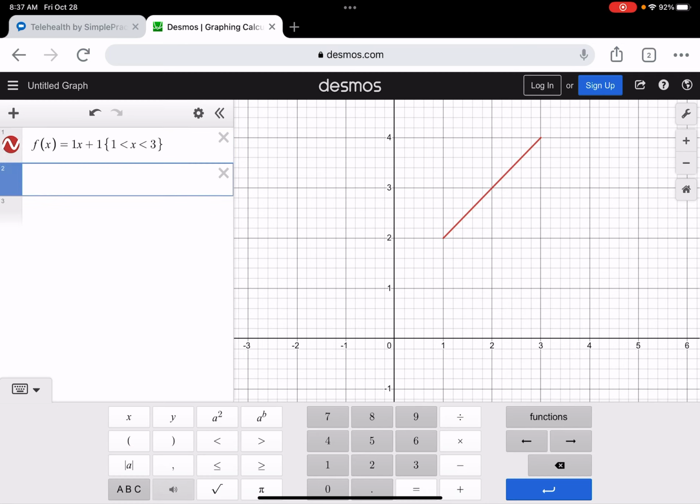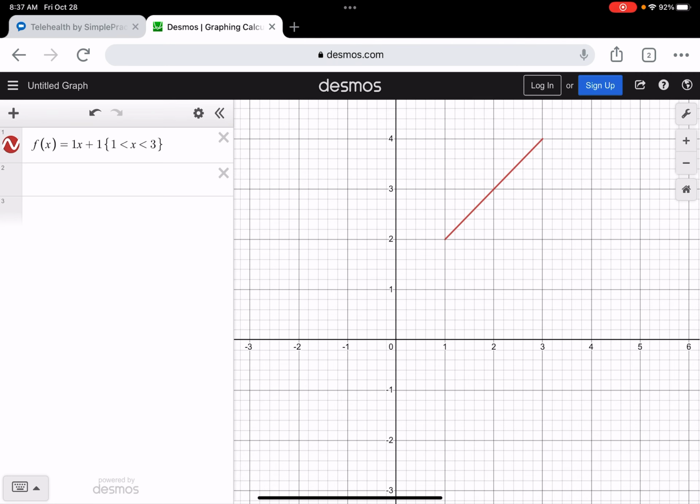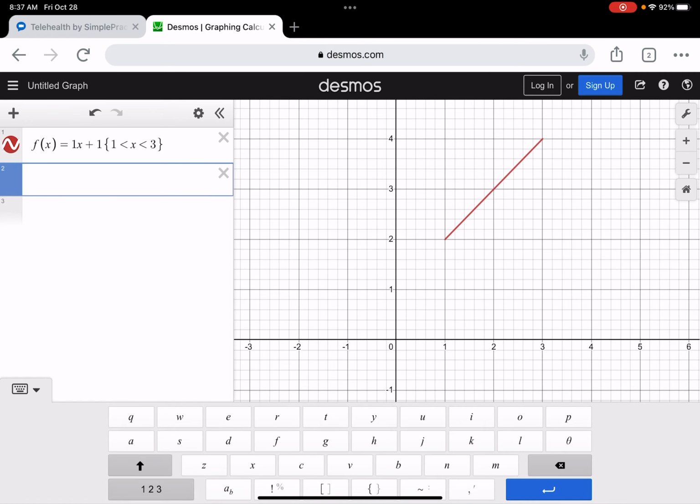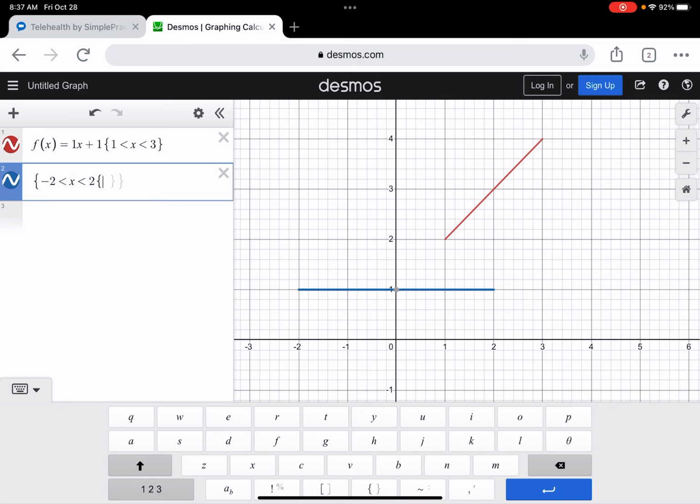Now we're going to do the snow part of the snow cone. I can see it goes from -2 to +2. So you do your restricted domain, squiggly line, -2 is less than x, which is less than +2. And we're going to figure out how to end that. I think, yes. Okay.